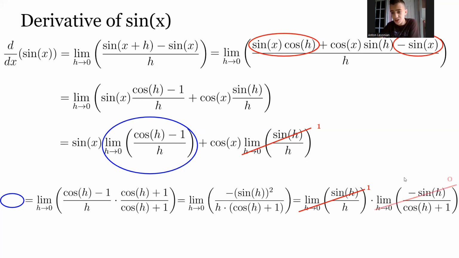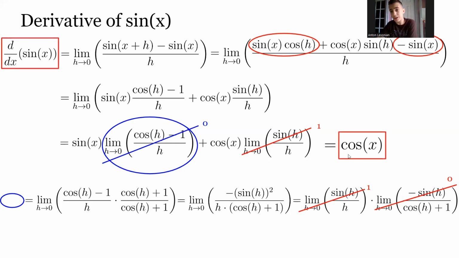So this limit is actually 0. So this blue limit in total is also 0, because it's equal to 1 times 0. And so this whole sine of x term cancels, and all you're left with is cosine of x. So that is actually the derivative of sine of x. It's cosine of x, which was a pretty neat fact when I found it out.